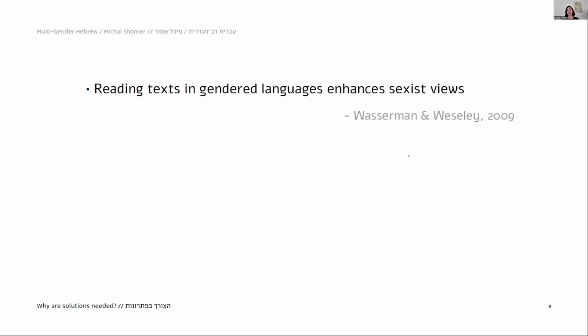In the study, they found that after the students read texts in gendered languages, the students had stronger sexist views. So their sexist views were enhanced. The language of the text the students read impacted their views, their opinions.